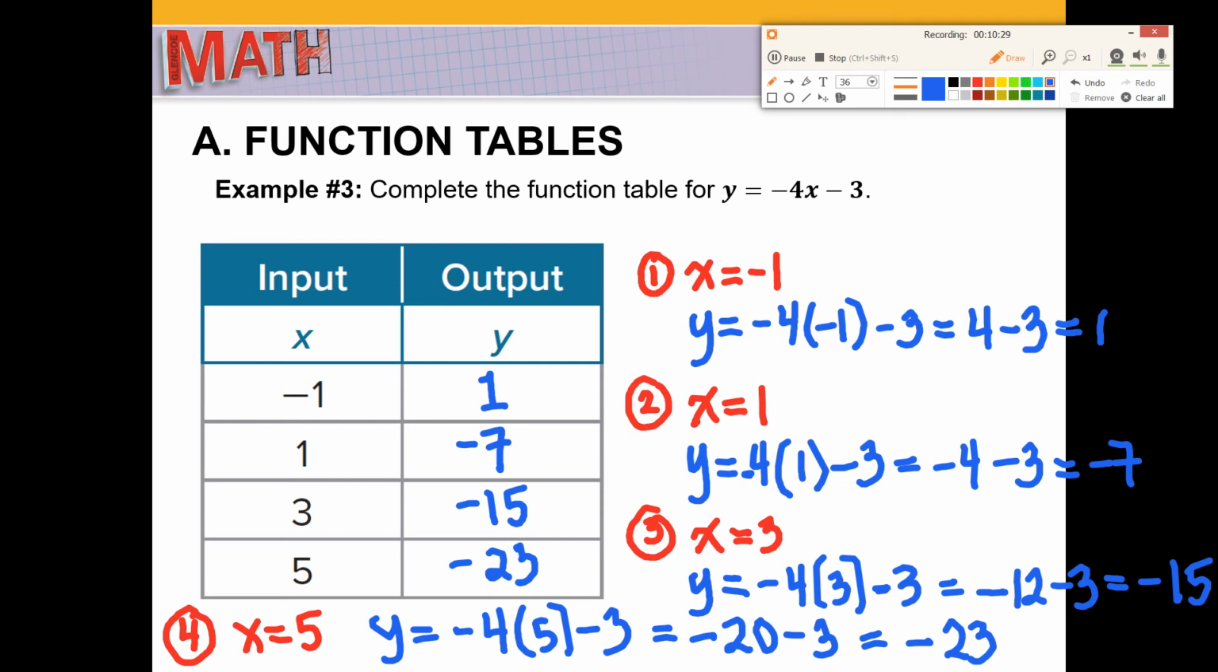So again, the key is to substitute the x values in the given equation. And of course, after you substitute, you have to be able to perform the operations correctly, or else your final answer will be wrong. So it would be best if you could revisit the rules in integers in multiplying, adding, subtracting, and dividing integers for this part of the lesson.